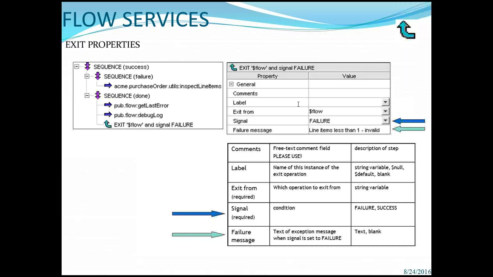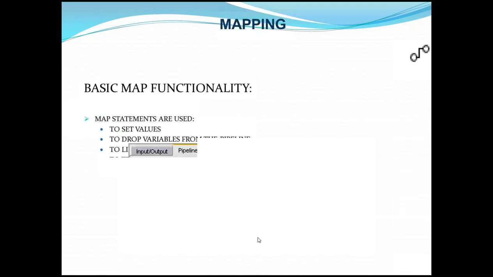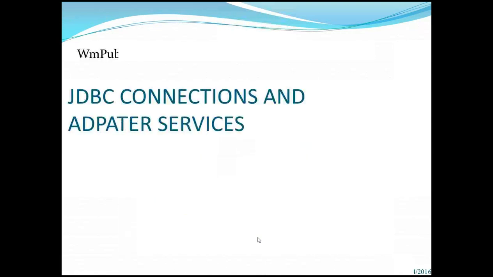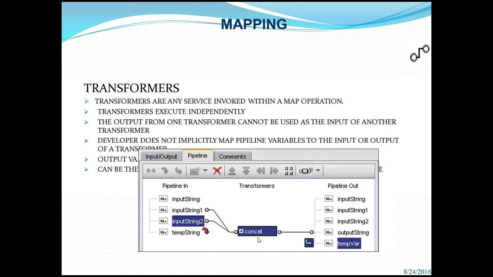So these two are the important ones: exit from signal and then failure message, when you want to pass any failure message. Okay. Next we'll see the mappings and then JDBC. Mappings we'll see now itself, then JDBC we'll see next time.